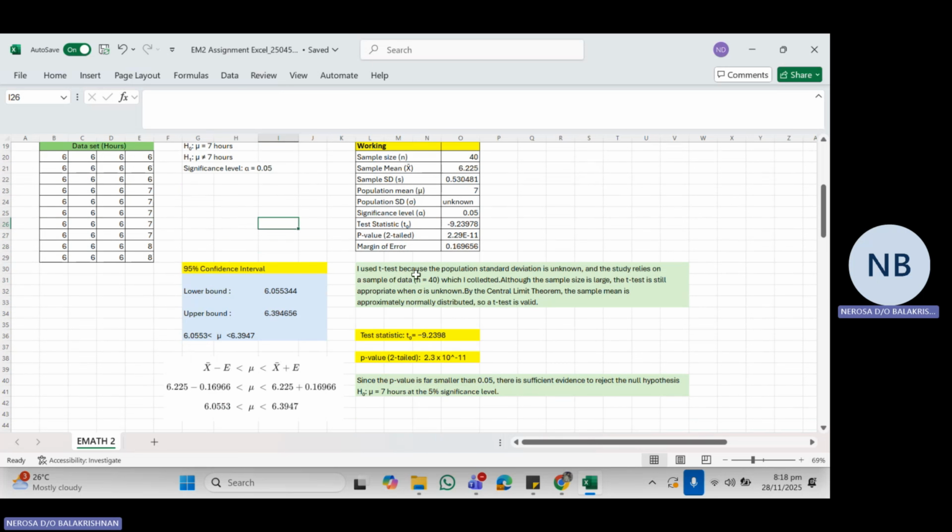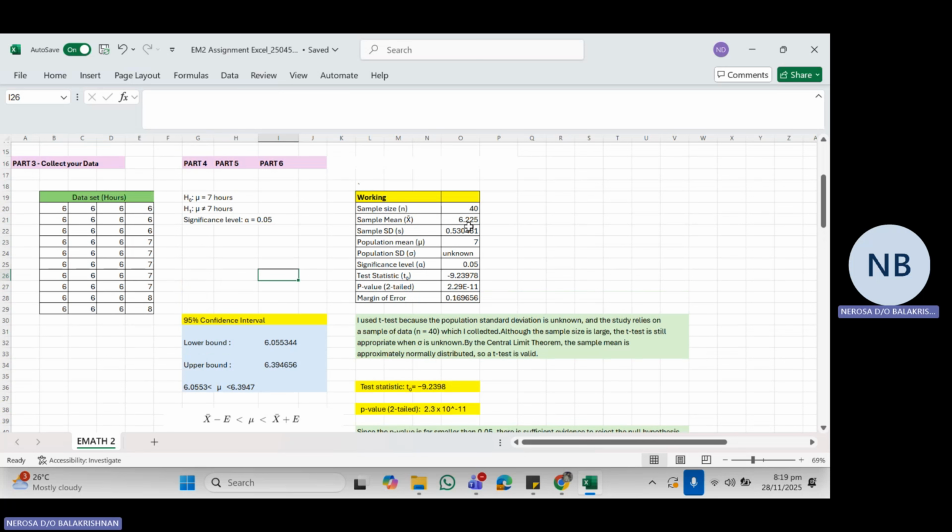I use the t-test because the population standard deviation is unknown. My sample size is 40, which is greater than 30, which makes my sample size large. Hence, the t-test is still appropriate even when the population standard deviation is unknown. By the central limit theorem, the sample mean is approximately normally distributed, so a t-test is valid.